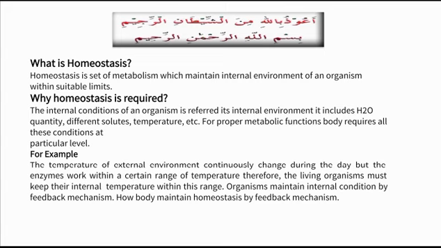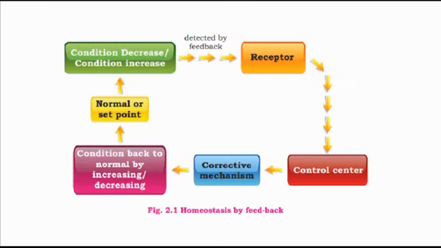Organisms maintain internal conditions by feedback mechanism. How does the body maintain homeostasis? By feedback mechanism. So here we have a feedback mechanism of homeostasis for temperature. Whenever the condition changes, like temperature increases, it is detected by your receptor. It may be the receptor of your skin, so that this skin receptor sends a message to the control center, your brain, which activates a corrective mechanism.